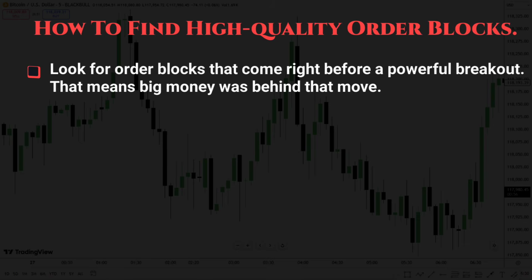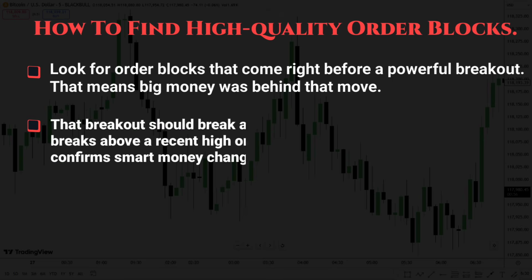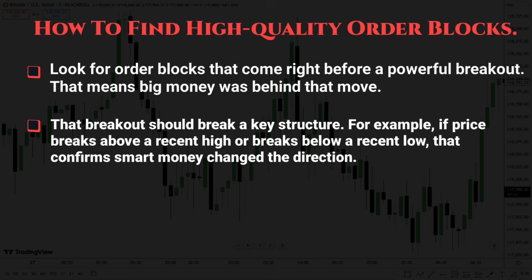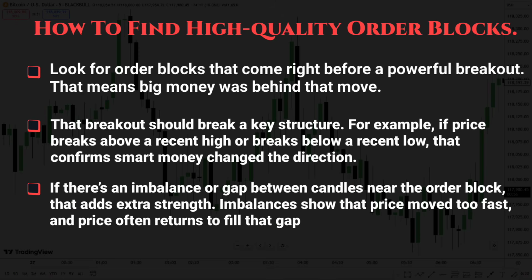First, look for order blocks that come right before a powerful breakout. That means big money was behind that move. Second, that breakout should break a key structure. For example, if price breaks above a recent high or breaks below a recent low, that confirms smart money changed the direction. Third, if there's an imbalance or gap between candles near the order block, that adds extra strength.